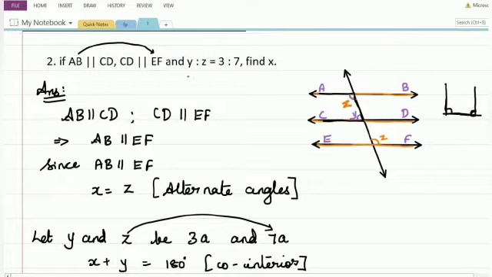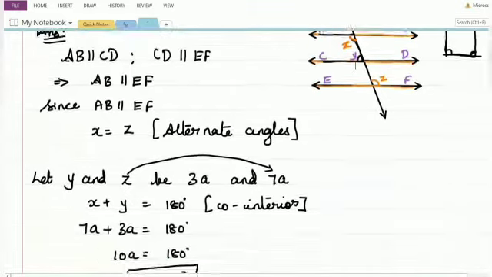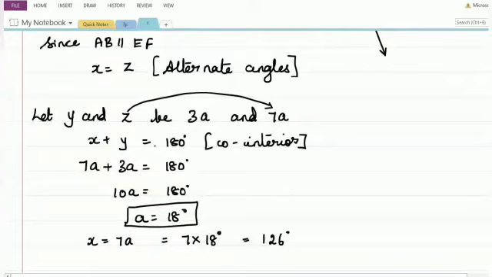And they have given Y and Z in the ratio, so I have considered it as 3A and 7A. Here when you observe AB and CD is parallel and this is the transversal which passes through. So if I add angle X plus angle Y, it will give me 180 degree. Then I have substituted instead of X 7A and instead of Y 3A. So when I add it as 10A, A is equal to 18 degree.